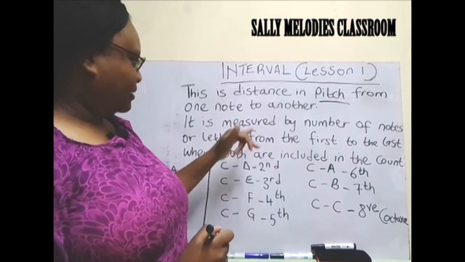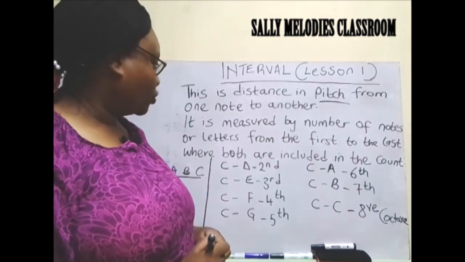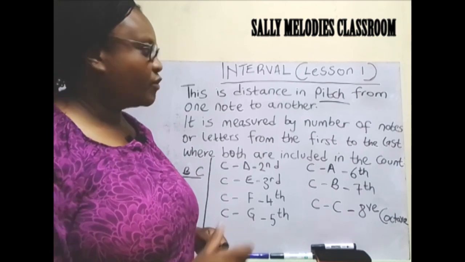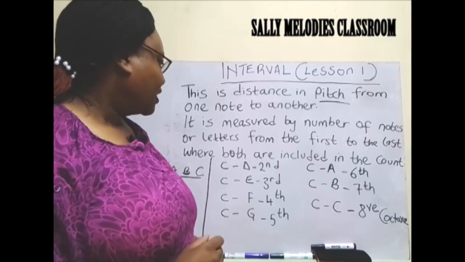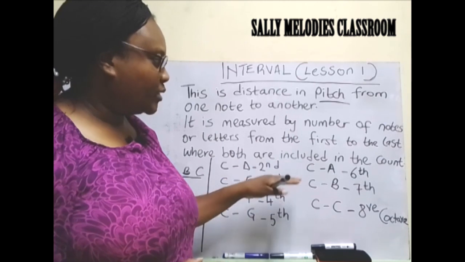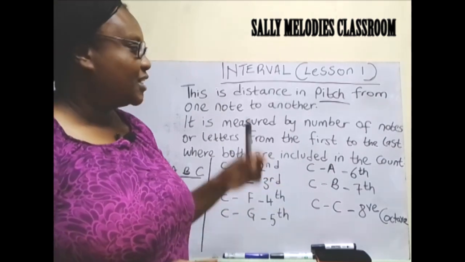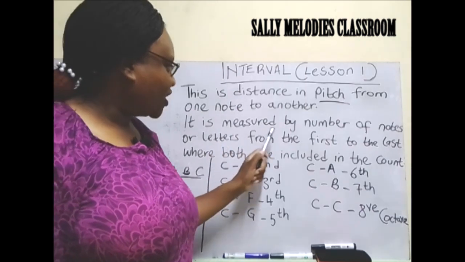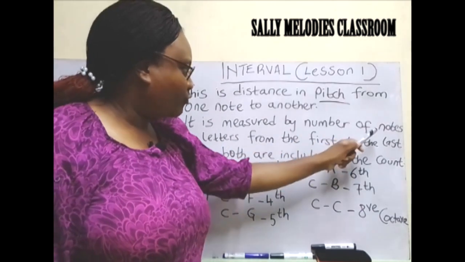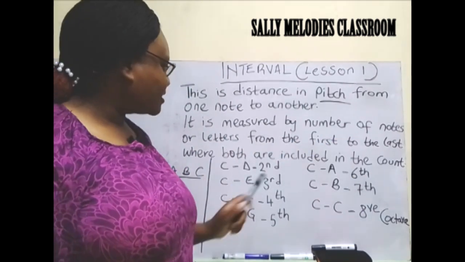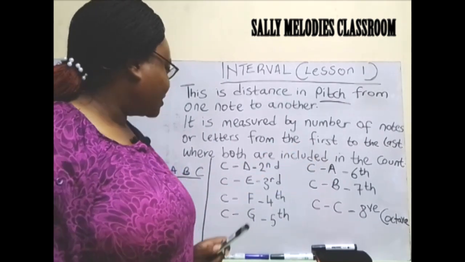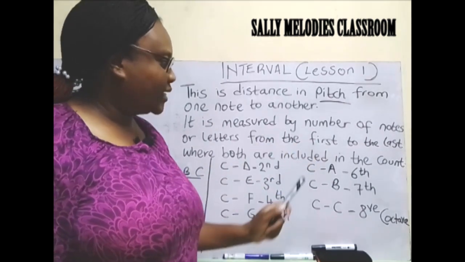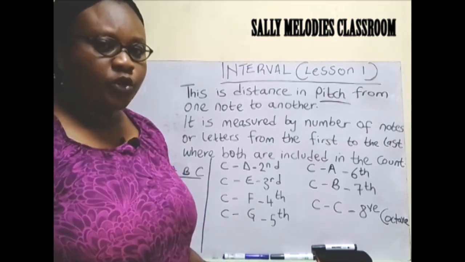It is measured by the number of notes or letters from the first to the last, where both are included in the count. We must repeat that statement. It is measured by the number of notes or letters from the first to the last, where both are included in the count. What do we mean?